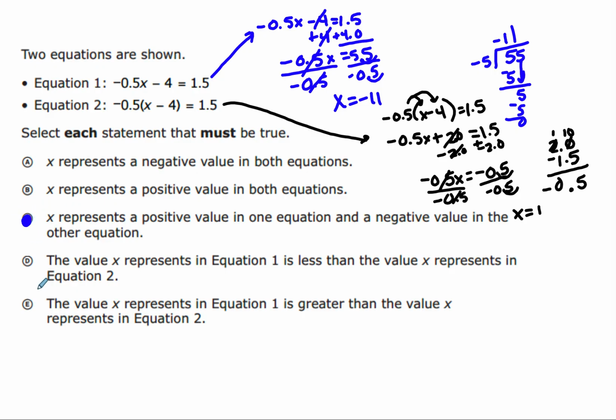Let's see if the other ones are correct. The value X represents in equation 1 is less than the value in equation 2. Well, yes, negative 11 is less than positive 1. So that's true. The value X in equation 1 is greater. No. All right, so we have these two.